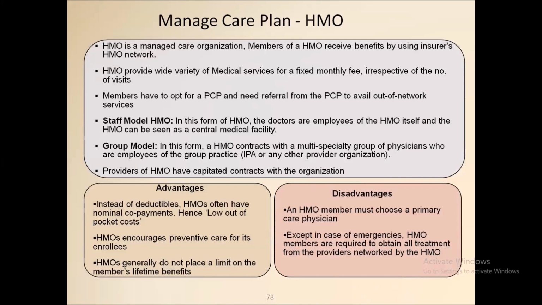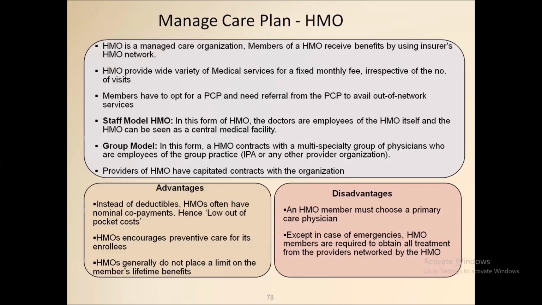If you see advantages, the advantage is the cost is low, out of pocket amounts are low, and there are minimal co-payments. And HMO encourages preventive care. HMO generally does not place a limit on the members' lifetime benefits. So there is no limit basically. As much as you are claiming, they will be reimbursing. But the disadvantage is there is no freedom of choice, right?